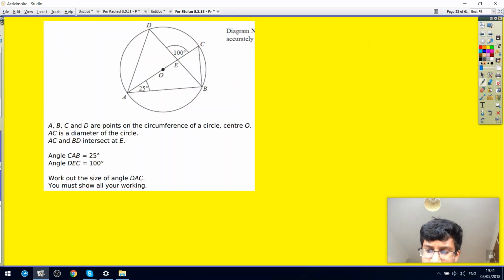Okay, how about this one? So A, B, C, and D are points on the circumference of a circle. AC is the diameter of the circle. Intersect at E. Okay.